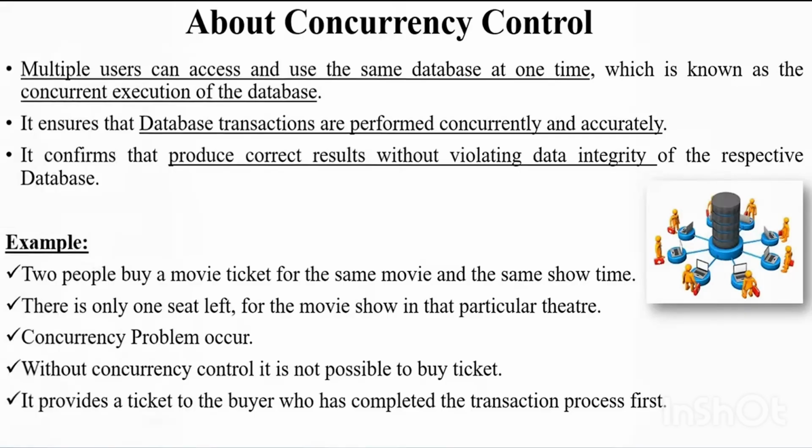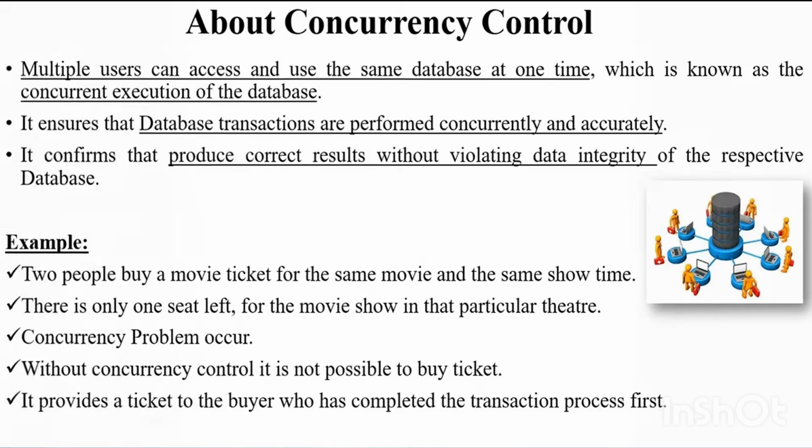So let us discuss some examples. Now two people buy a movie ticket for the same movie at the same show time, but only one seat is left for that show on that particular date. Here the concurrency problem will occur. How can we solve this problem? Without concurrency control, it is not possible to buy a ticket.